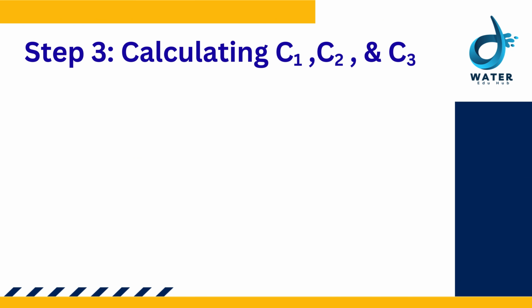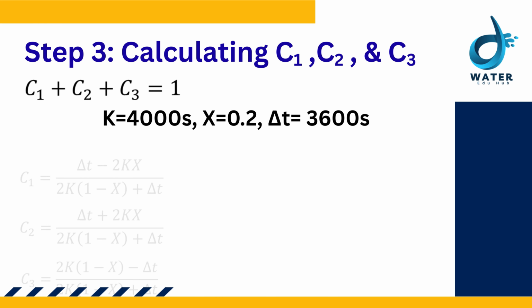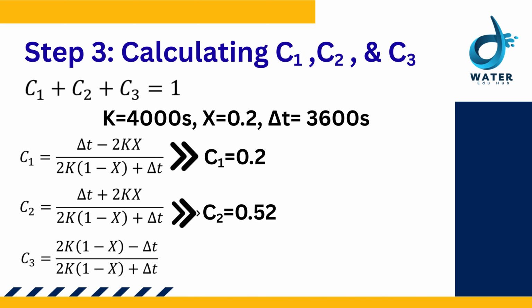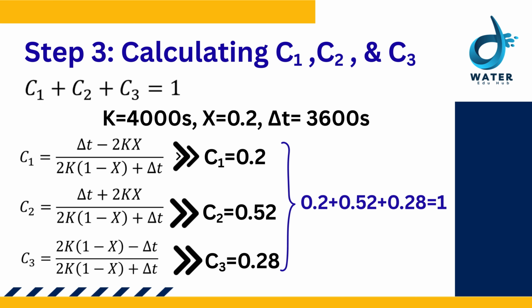Step 3, we need to find C1, C2 and C3 and check the next criterion. If we replace K, x and delta t values in the given equations, we will get our values: C1 is 0.2, C2 is 0.52 and C3 is 0.28. As can be seen, the summation of these three is 1 and we satisfy the next criterion.